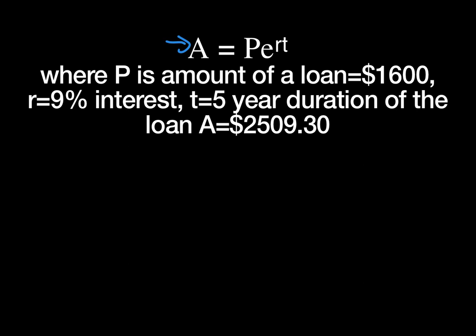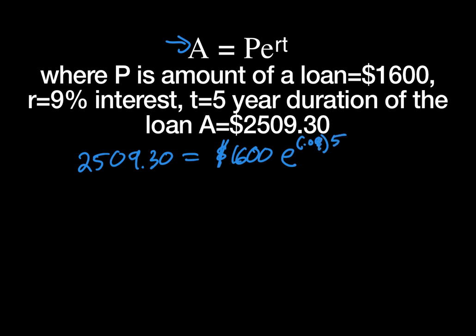So this says here, A is 2509.30 equals. P is the amount of the loan, $1,600. I don't have to have necessarily the dollar value there. All right. My rate is 9%, so I'm going to have e raised to the 0.09 for a duration of 5 years, so that'd be times 5. What we're going to just do here quickly is verify that these numbers do work in this formula, so that you know that you're operating your calculator successfully.